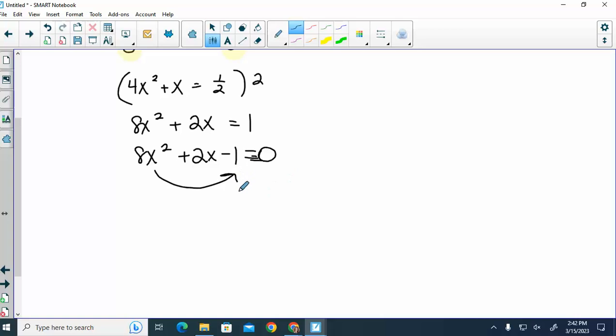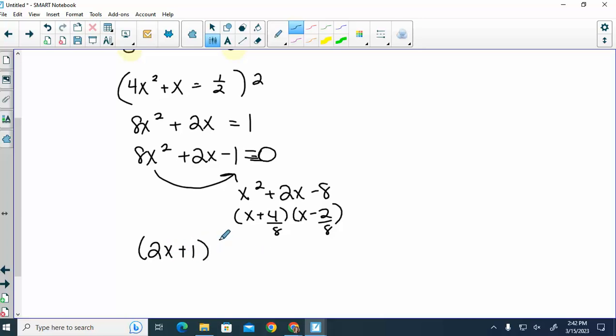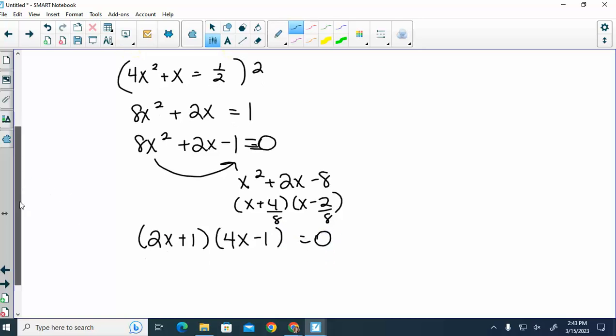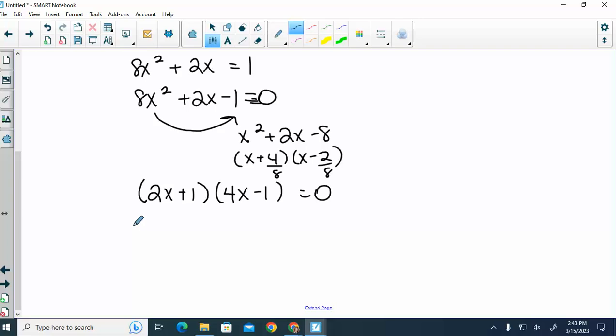So that would be x plus 4 minus 2. Divide those by 8. So 4 divided by 8 is 1/2. So 2x plus 1. 2 divided by 8 is 1/4. So 4x minus 1. I just subtracted the 1/2 over and just went on with it.